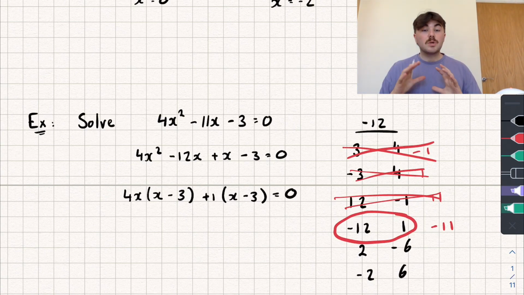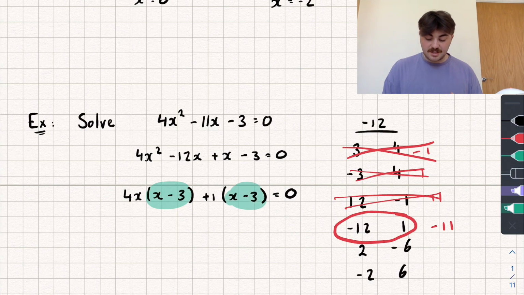Now this method's good because we can check we've done it right. If these two brackets are the same, it's all going well so far. Now this is going to be one bracket of our factorization, so that's nice and easy, and whatever's left on the outside, that's the other bracket.